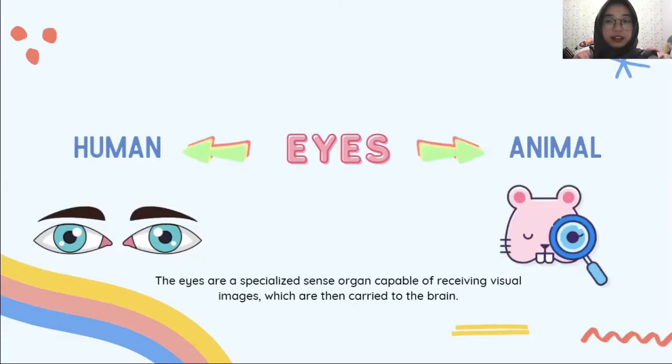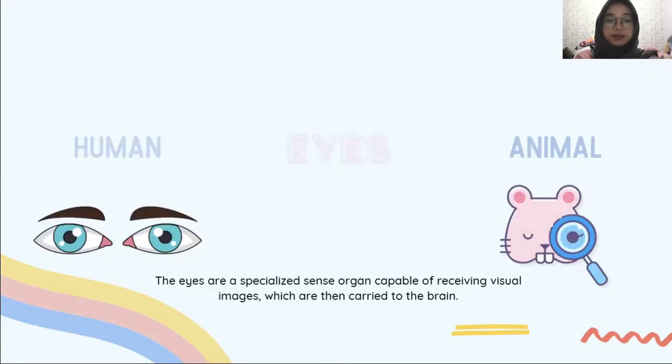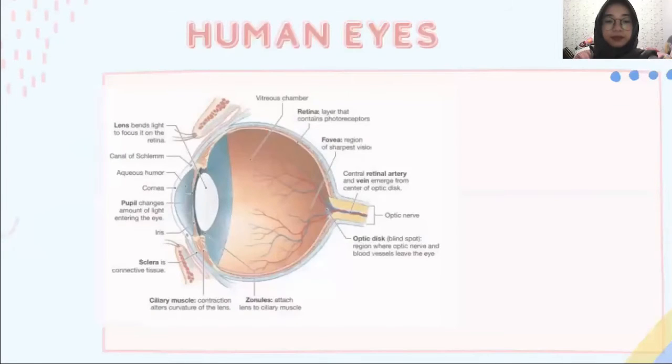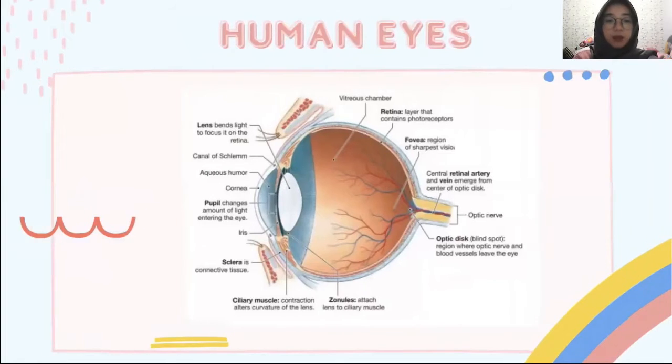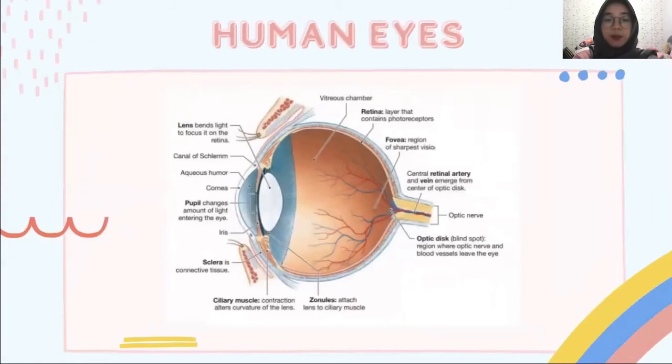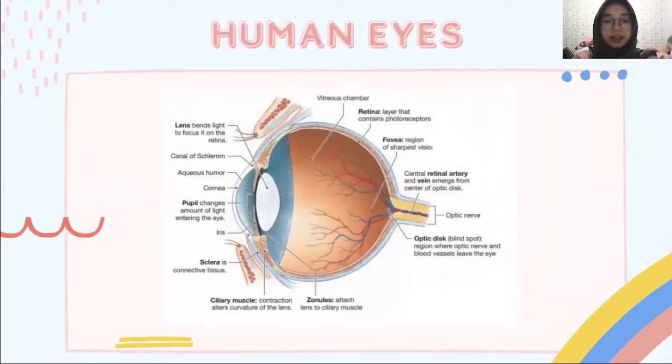For the next topic, I will tell you about eyes. The eyes are specialized sense organs capable of receiving visual images, which are then carried to the brain. First, I will tell you about the human eye. We can see something with our eyes because there is a process through which light reflected from objects in our environment is translated into a mental image.